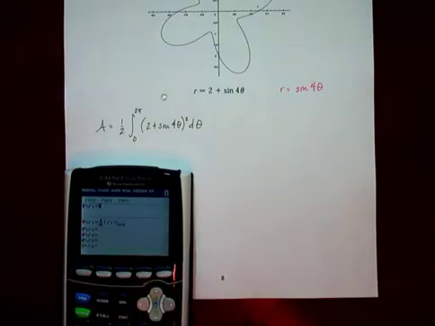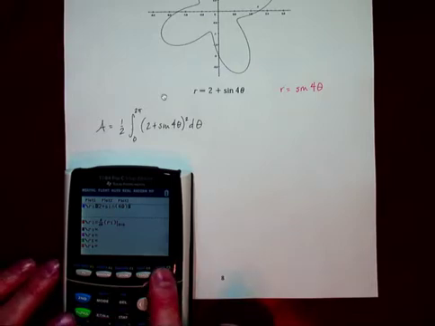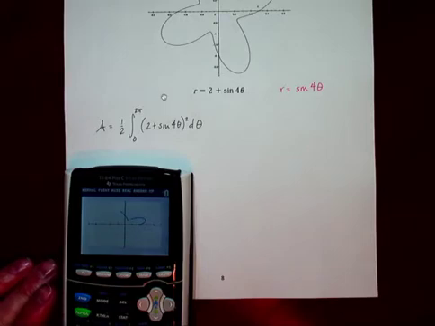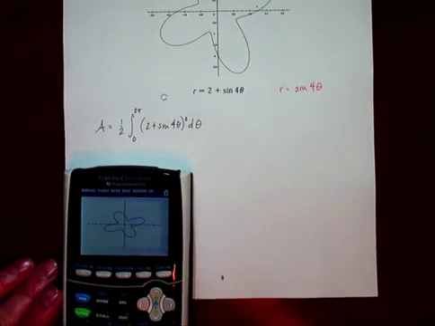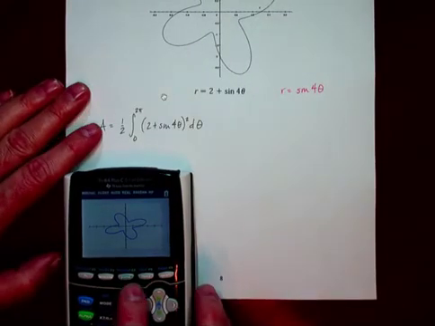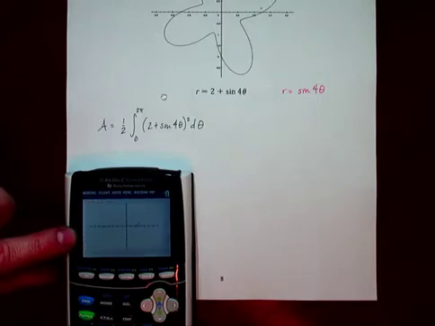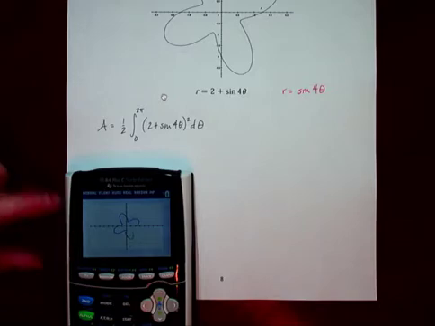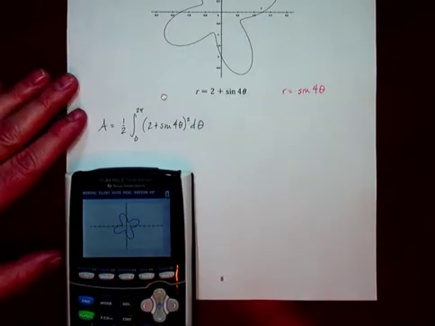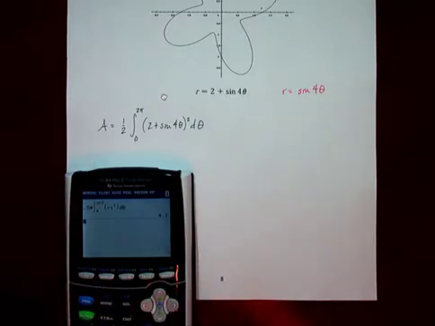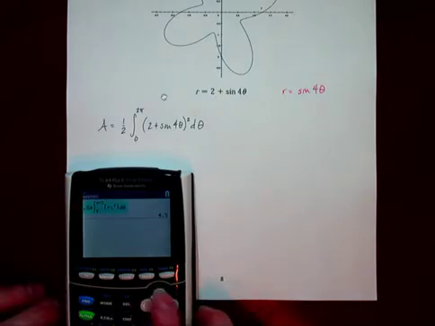We have 2 plus sine of 4 theta. And let's go ahead and see the graph just to make sure that it is what we're looking at. Fantastic. Now it's a little bit oblong because I don't have it square. Remember that you can always go in here and square it up, right? Equalize the axes by zoom 5. And now it looks exactly like we have up on our sheet. Okay, let's go to the home screen and let's just do that.